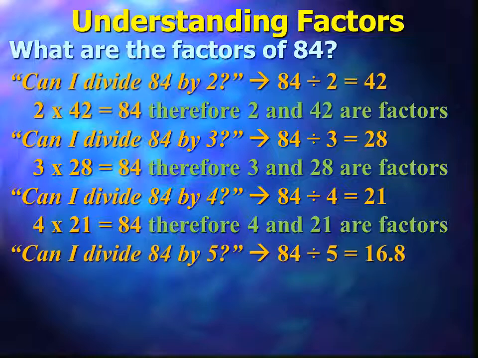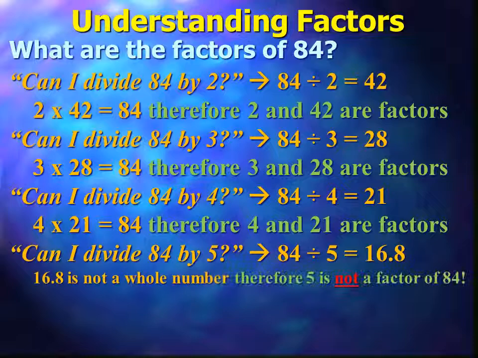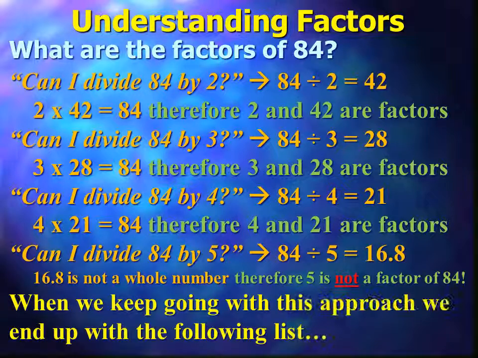Can I divide 84 by 5? Now, if you're thinking about it, you'll realize that 84 does not end in a 0 or a 5, and only numbers that end in 0 or 5 are divisible by 5. So 84 divided by 5 actually equals 16.8, and 16.8 is not a whole number, and therefore 5 is definitely not a factor of 84.